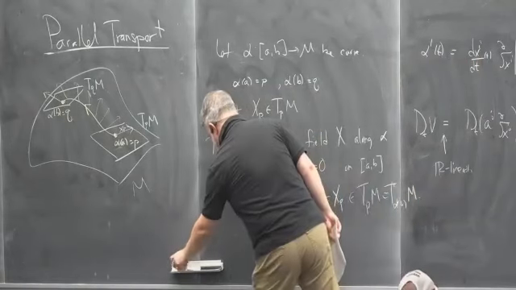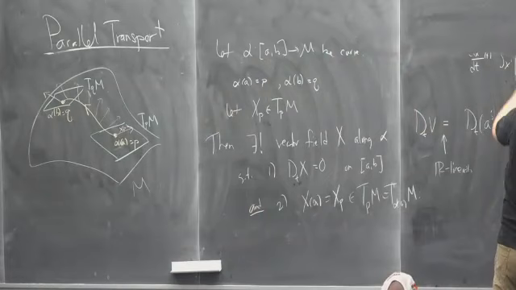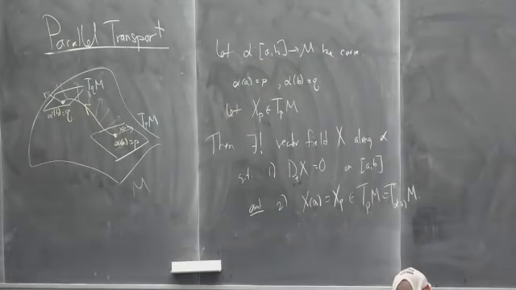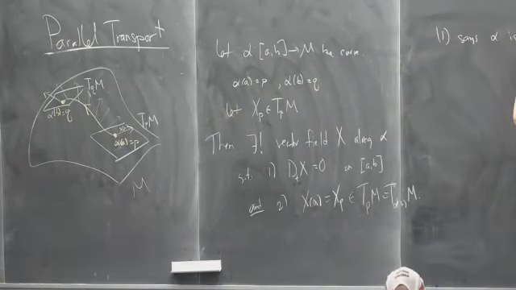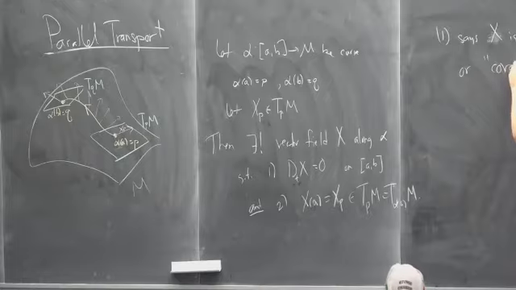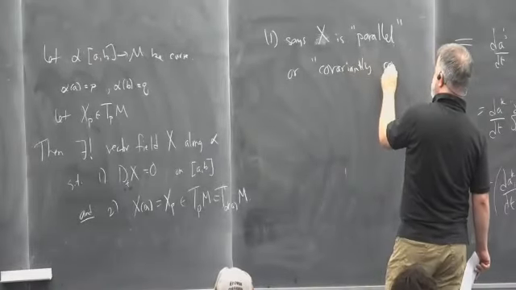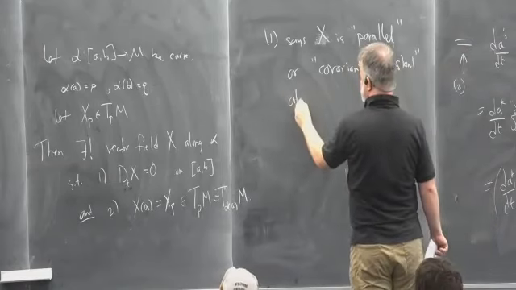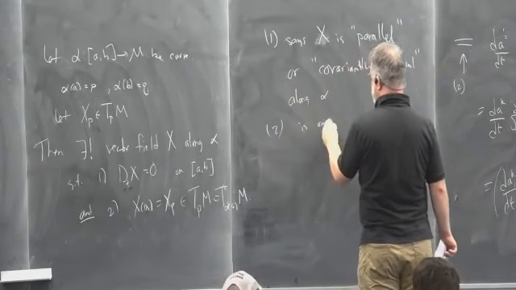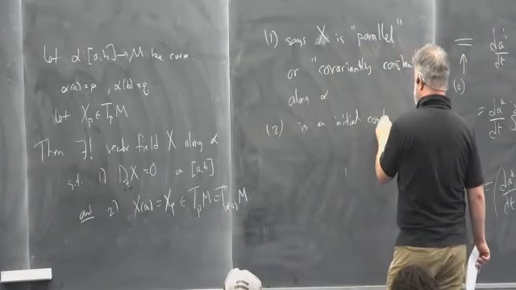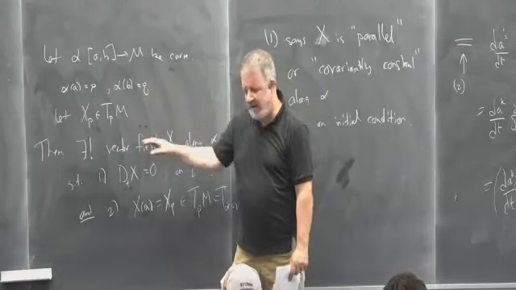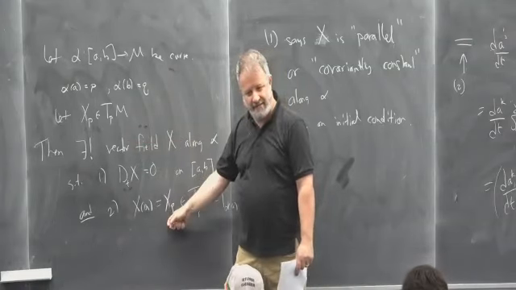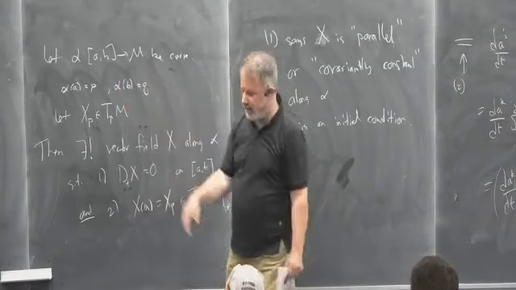Okay, so let me write over here. One says X is parallel, or covariantly constant, along alpha, and two is an initial condition. So you see, given the curve and given this initial tangent vector, I can find a unique vector field along alpha that's parallel along alpha and has this initial value. If I chose some other initial value, I get some other vector field along alpha.